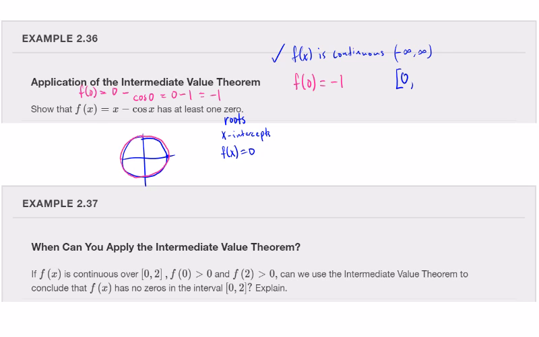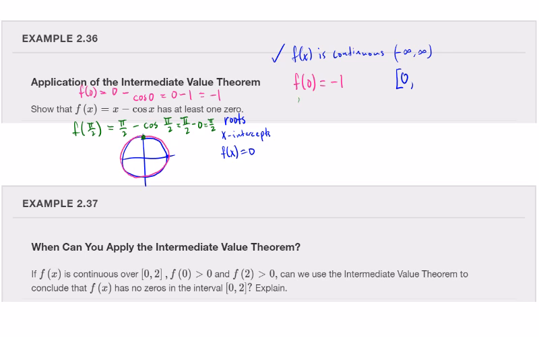So from 0 to, and then let's find an output that gives us a positive value. Remember that we talked about at pi over 2, cosine is 0. So if I do f of pi over 2, then I get pi over 2 minus cosine of pi over 2, right? And cosine of pi over 2 is 0. So I'm going to get pi over 2 minus 0, which equals pi over 2.